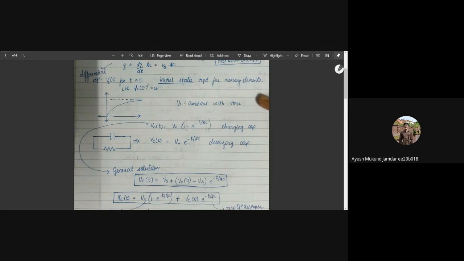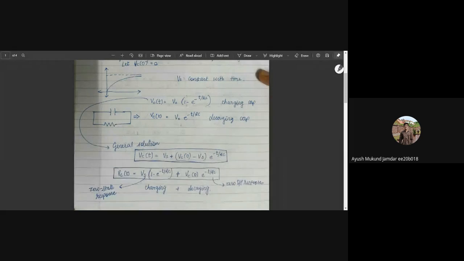And on slightly rearranging the terms, I'll get a slightly changed equation, that is Vc of t is Vs times (1 minus e power minus t by RC) plus Vc of 0 times e power minus t by RC. Now this can be clearly seen as the sum of terms of charging and decaying circuits. And there is terminology coming up, that is the zero state response is Vs times (1 minus exponential minus t by RC), and the zero input response is Vc of 0 times exponential minus t by RC.